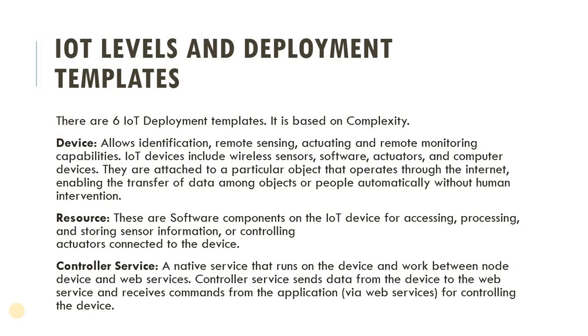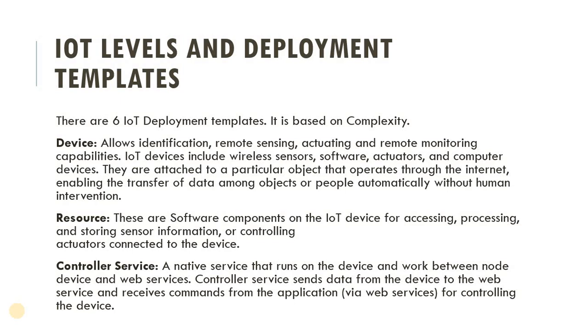The second is the resource. What are the resources used by the IoT application? So these are the software components on the IoT device for accessing, processing and storing the sensor information or controlling the actuators connected to the device. So we can say that the resources are the software components. We are storing the sensor information or controlling the actuators, so that can be done with the help of resources.